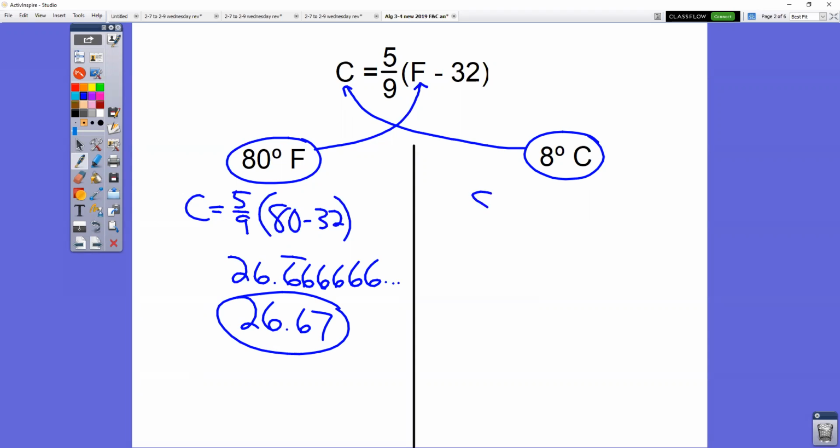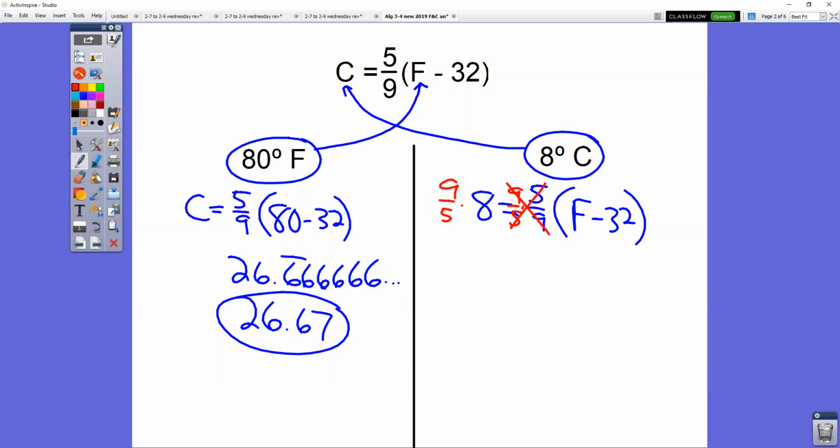So instead of C equals in the formula, we're going to have 8 equals in the formula. Then we're going to have the rest of the formula 5/9 times (F minus 32). So now we want to solve that. We want to get rid of that fraction. We want to get rid of that fraction by doing times 9/5 and times 9/5.